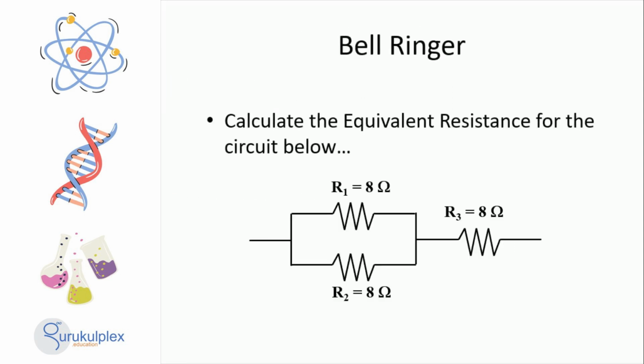The circuit before us consists of 3 resistors, each with a resistance of 8 ohms. To calculate the equivalent resistance, we must first determine if it is a series circuit or a parallel circuit. For a series circuit, the equivalent resistance is the sum of the individual resistances. For a parallel circuit, the equivalent resistance is the reciprocal of the sum of the reciprocals of the individual resistances. After determining which type of circuit it is, the equivalent resistance can be calculated.